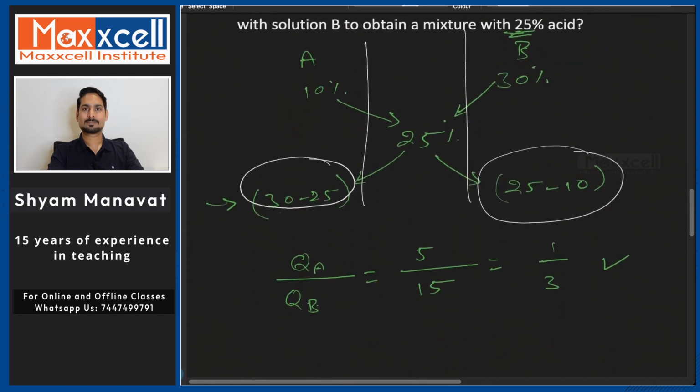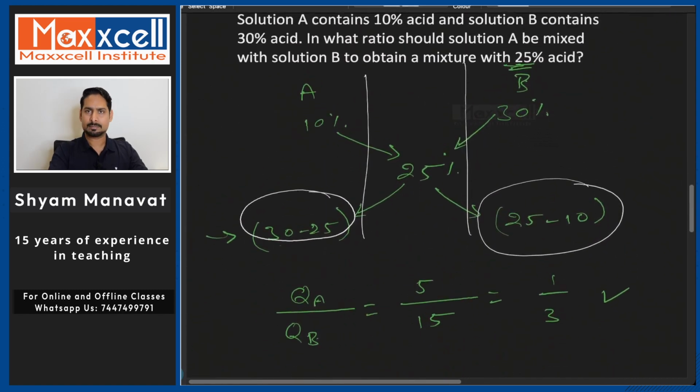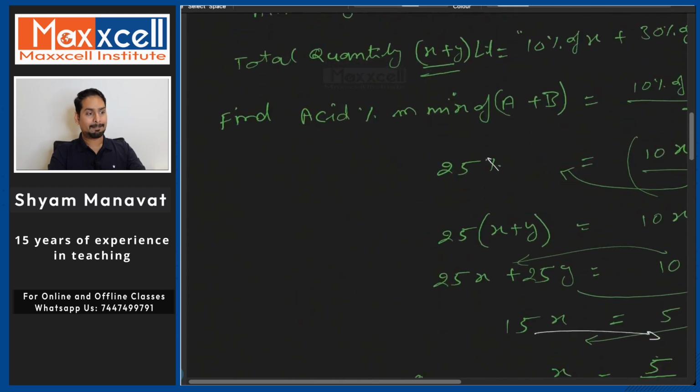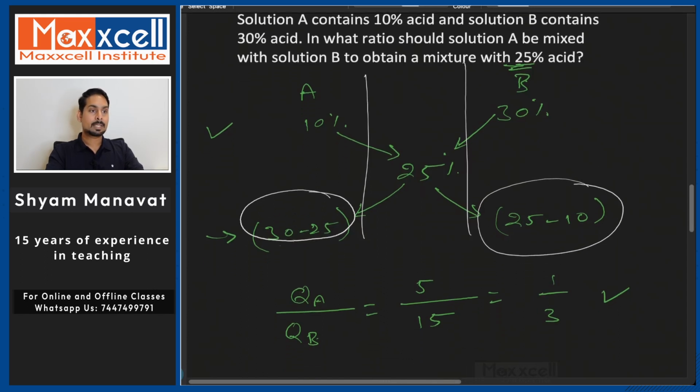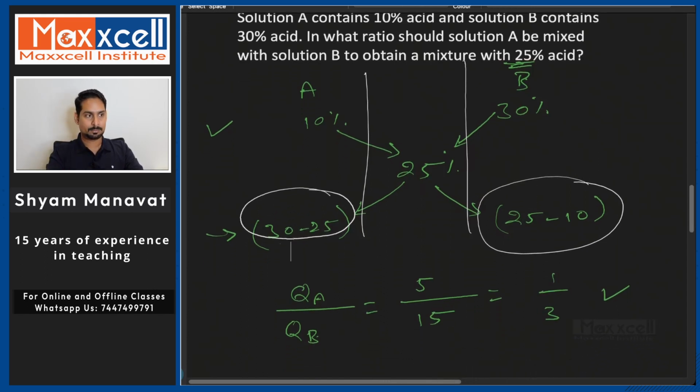Same thing here. So as I was telling you, this rule is derived from the longer solution. Many times we solve this using the actual method, by assuming variables, and then we come to the conclusion that this is the answer. You take the cross difference, and what you get from the cross difference is the value of quantity. Now I'll tell you the common mistake which students make.